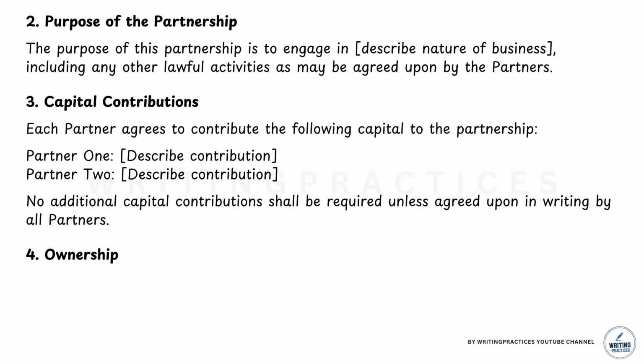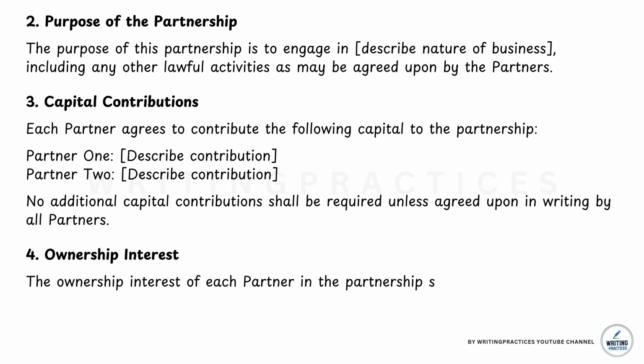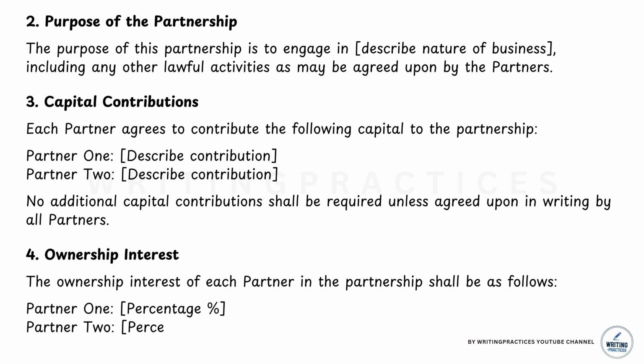Point number 4, ownership interest. The ownership interest of each partner in the partnership shall be as follows. Partner 1, percentage%. Partner 2, percentage%. In this part, you define how much of the business each partner owns. You need to clearly state the percentage. This is crucial because ownership determines control, profit sharing, and legal rights within the business.